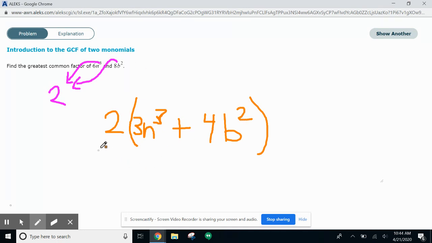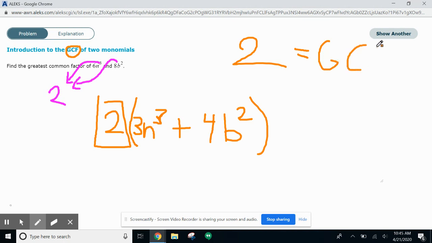So now my greatest common factor, on some of these problems they want this whole thing factored, but on some they ask for just the GCF. So if you're looking for just the GCF, it's 2. 2 is my GCF, my greatest common factor, because that's the only factor that came out. These are what was factored, but this is my greatest common factor.